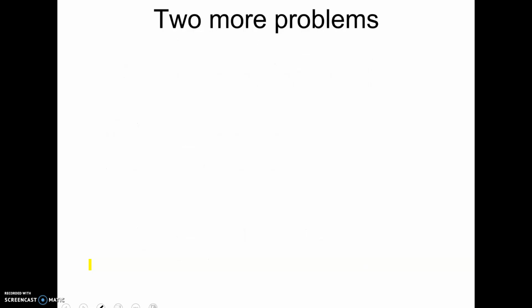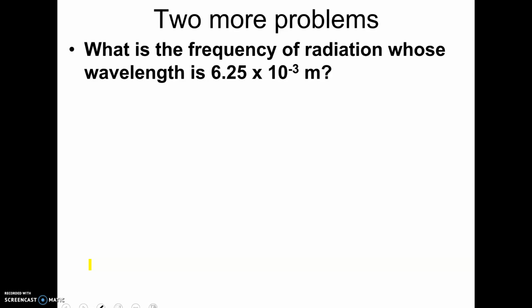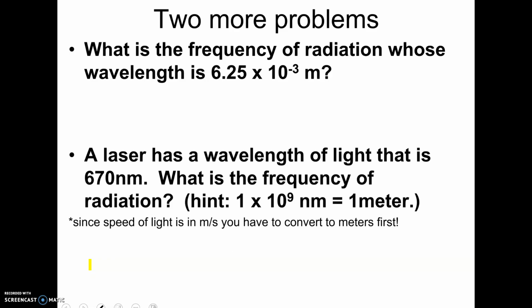Now there are 2 more problems here. What is the frequency of radiation whose wavelength is 6.25 times 10 to the negative 3 meters? And a laser has a wavelength of light that is 670 nanometers. What is the frequency of the radiation? So in this case, you're going to have to convert nanometers to meters before you plug into the formula. So I'm going to pause. If you want to try to solve it, pause the video here. And then I'm just going to give you the answers so we can move on.